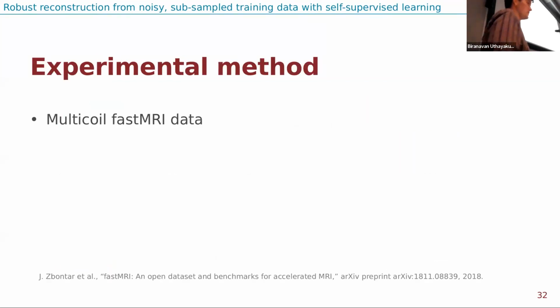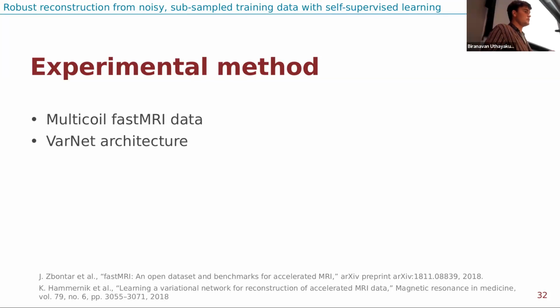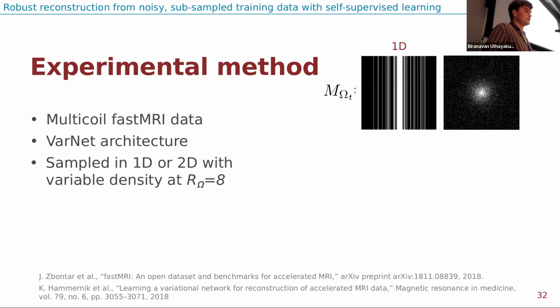So to evaluate this, we used a widely used data set, which is the fastMRI data, and we use the multi-coil data of the brain part of it. We use a very commonly used architecture, VarNet, which I'm not going to go into in any detail here, but it's one that's quite widely used. And then for our sampling, we sampled in 1D or 2D. So in some cases we did column-wise, just as I've shown you so far, and we also did 2D sampling like this.